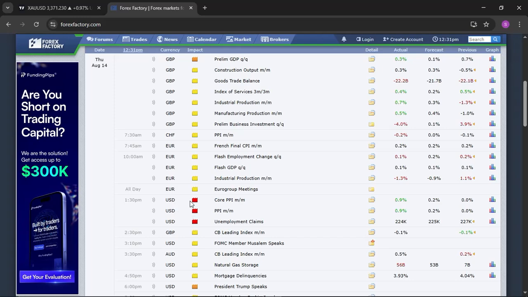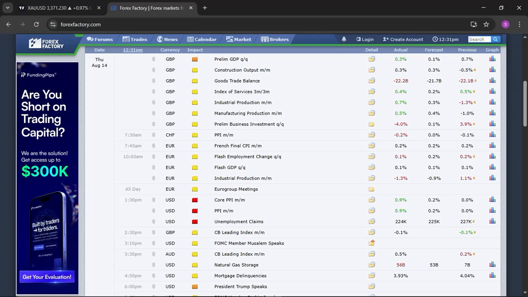Once you have this red box, just wait. If you are in any trade, close that trade. If you are thinking of entering any trade, don't enter until the time of the news and the data comes out. Sometimes we have manipulation in the market, which I will explain.